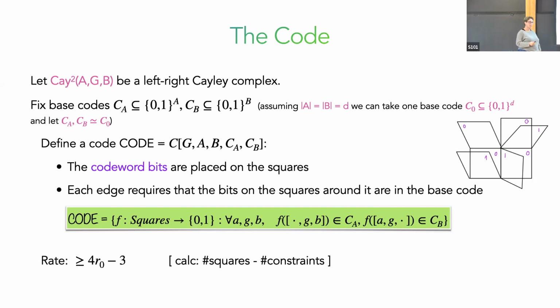Every bit is in 4 families of constraints. So for example, this is a constraint that says you need to be in CA. So maybe there's more than one constraint in there, but yeah.